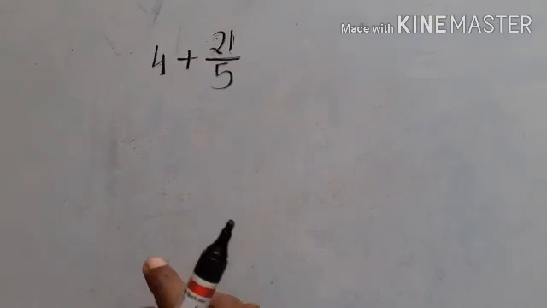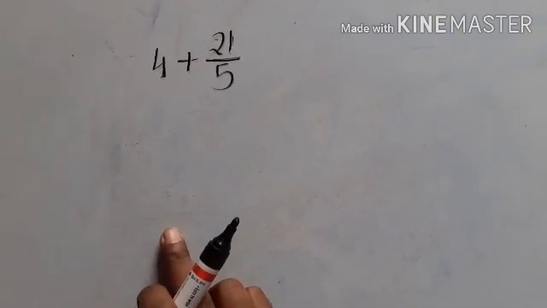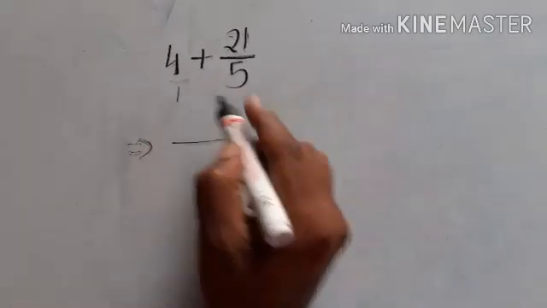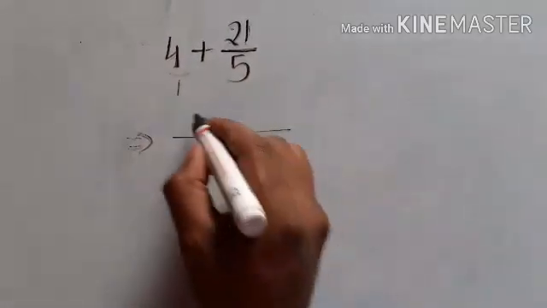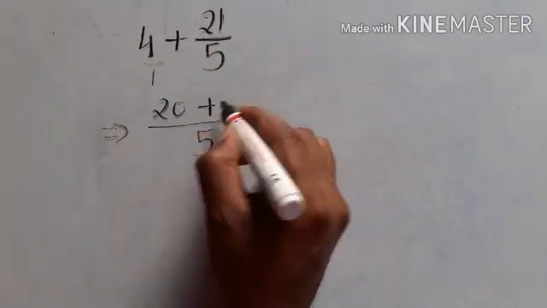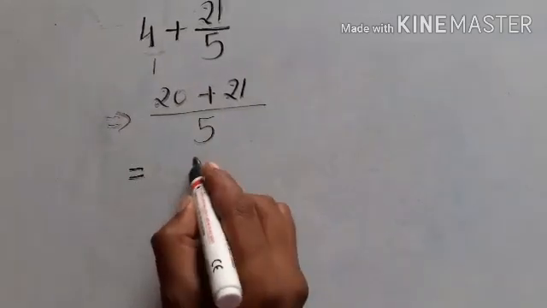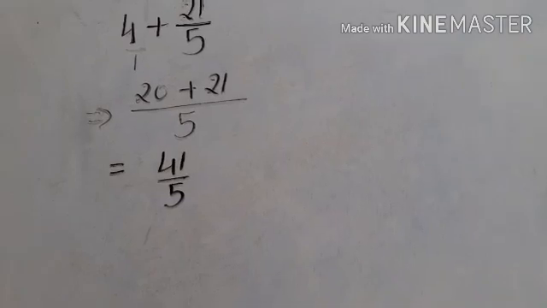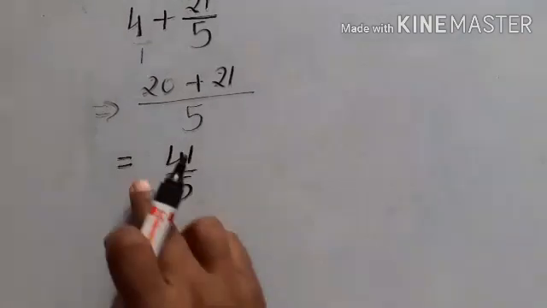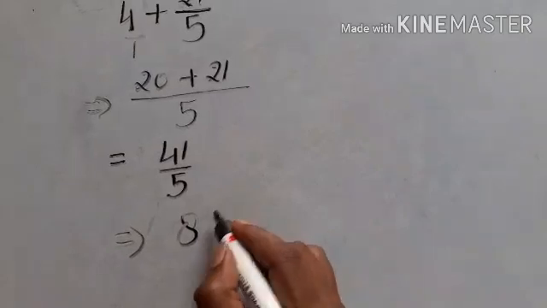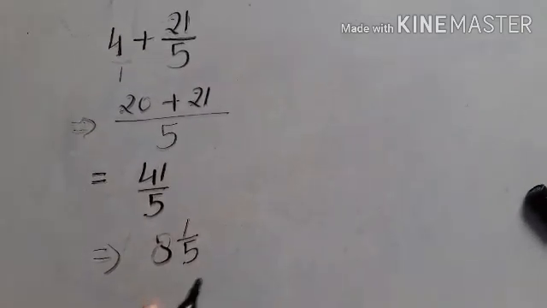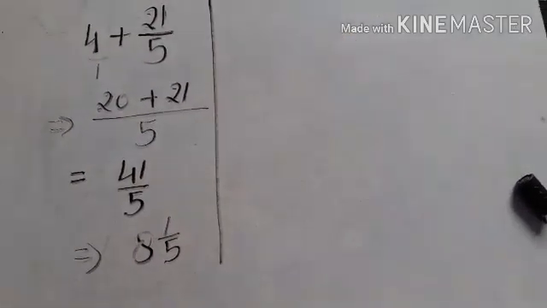For example, 4 plus 21 upon 5. So first take the LCM, that will be 5, cross multiply, it becomes 20 plus 21, and it becomes 41 upon 5, right? So now convert it into the mixed fraction. So 8 whole 1 upon 5. That will be the answer, and the shortcut will be here.